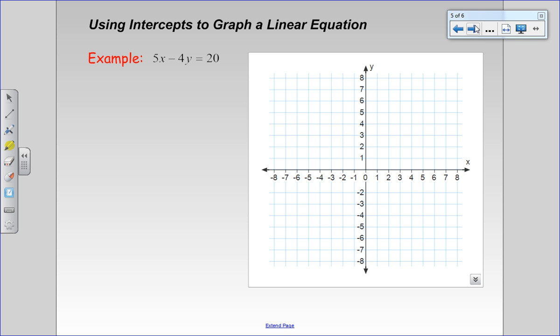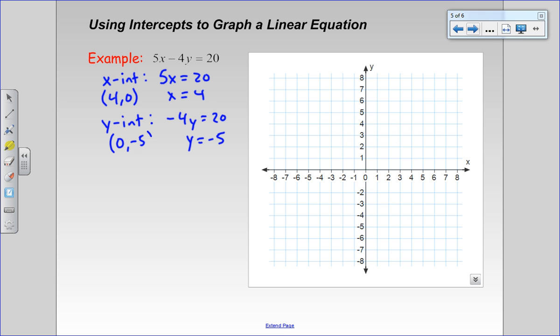Let's look at a second example. 5x minus 4y equals 20. First we find the x-intercept by letting y equal 0. So we find the x-intercept to be the point 4, 0. Next we find the y-intercept by letting x equal 0. So the y-intercept is 0, negative 5.